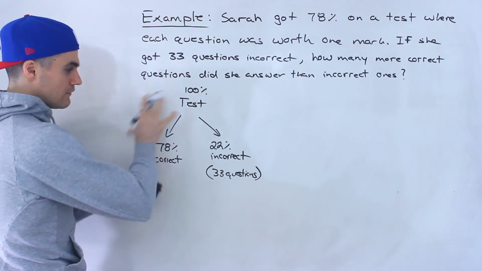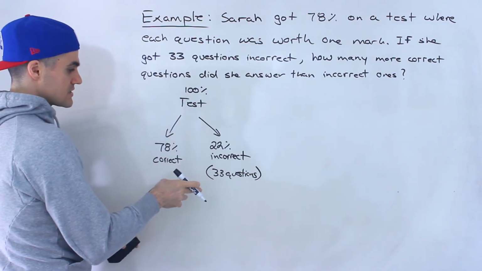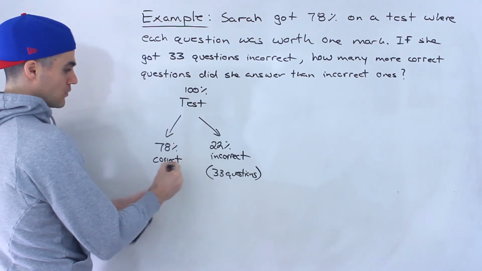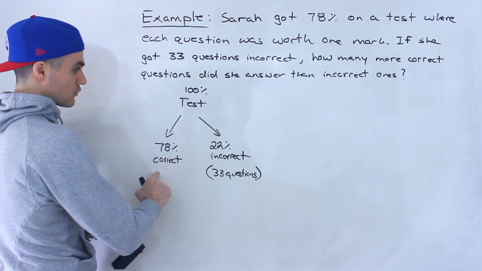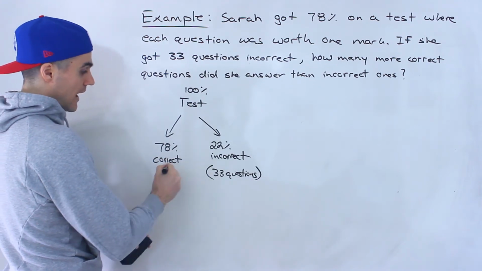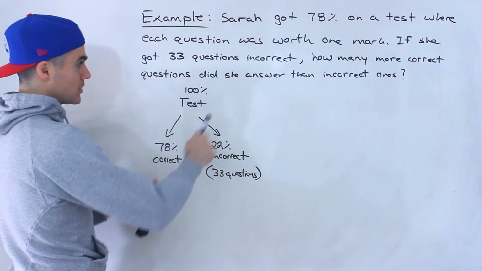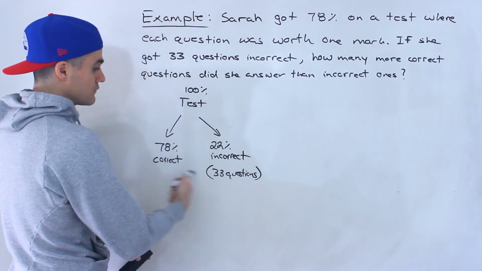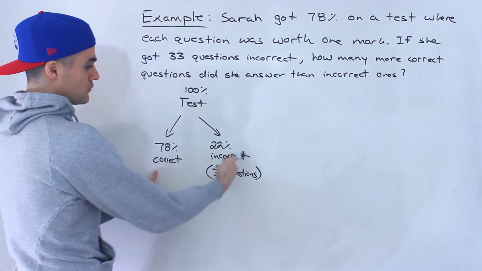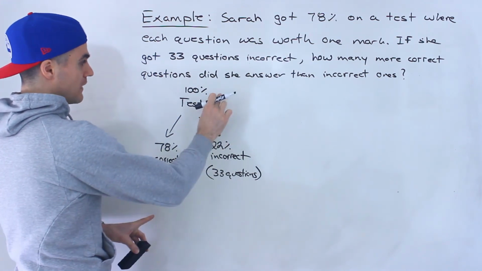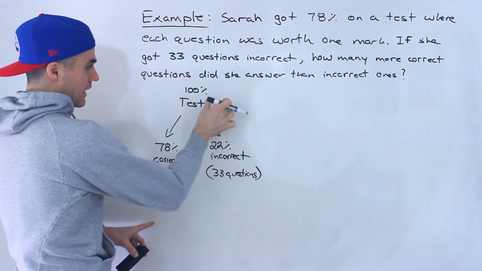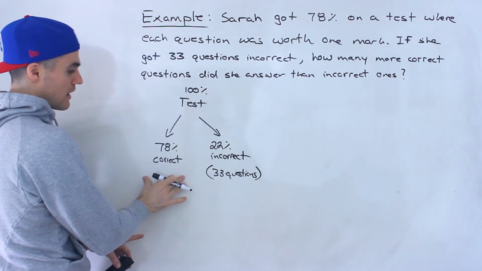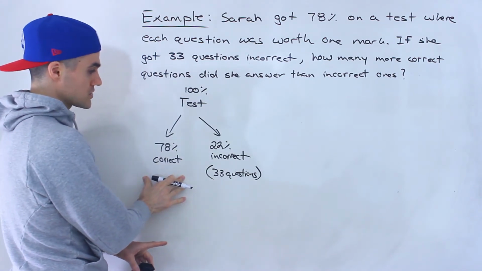And so given this information, notice that we can figure out whatever we want here. We could figure out the number of correct questions, which we're going to have to get because we have to see how many more correct questions there were than incorrect questions. We're going to have to take the difference between these two. So what we could do is find the total number of questions, and then from the total, we could find the number of correct questions.